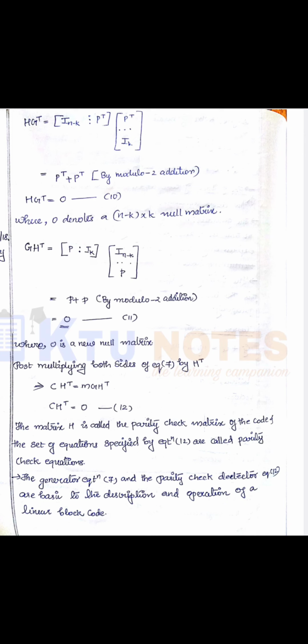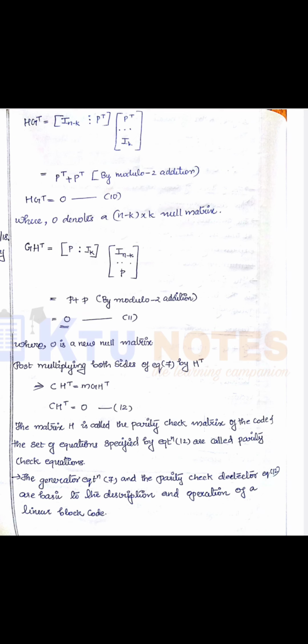Then we have the reverse, that is G H transpose. For G H transpose, the equation for G is [P I_k], and the equation for H transpose is [I_(n-k); P]. By multiplying these two, we get P plus P, which is also 0. So both G H transpose and H G transpose are equal to 0. That is a null matrix.